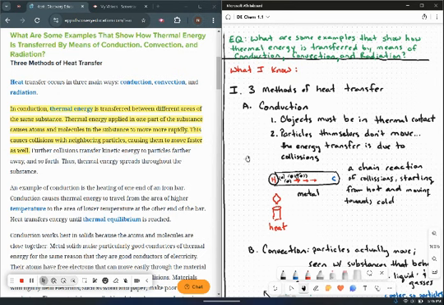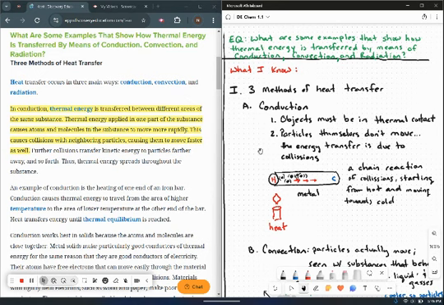Okay, so let's jump into our notes. Roman numeral 1, there are 3 methods of heat transfer. You can see we're looking right here at your text. Those are conduction, convection, and radiation. You can, of course, read that. We want you to read it and watch the videos, etc.